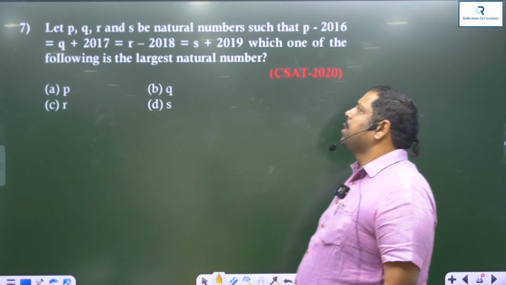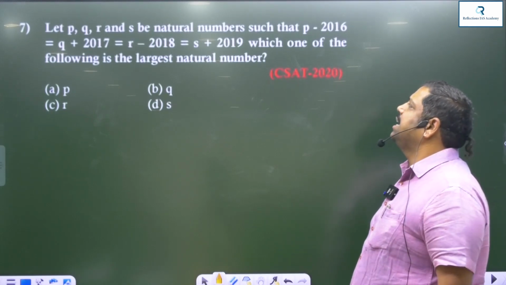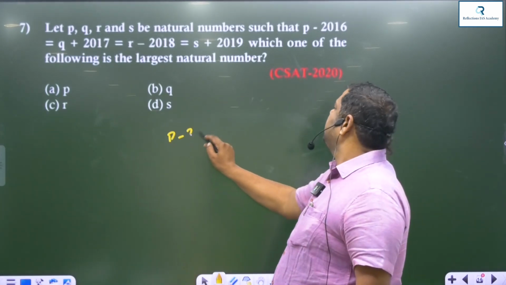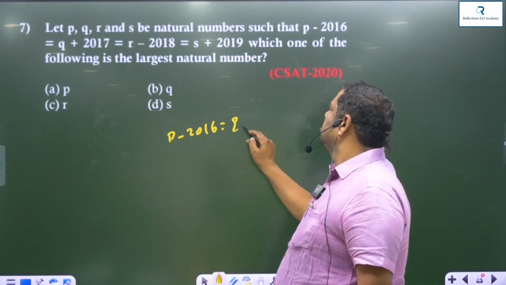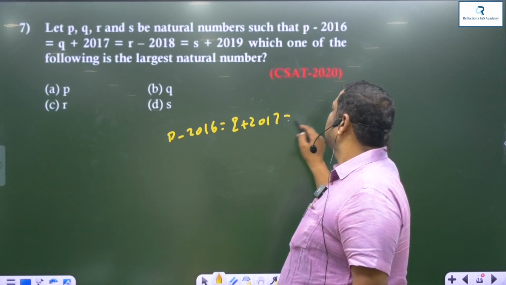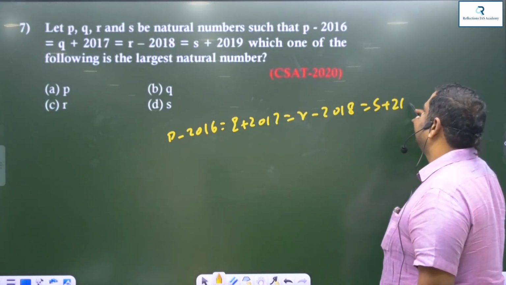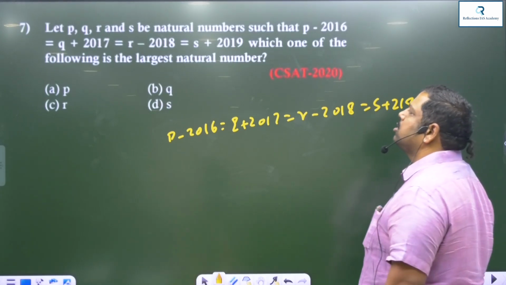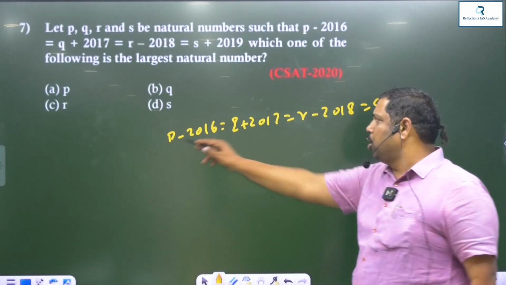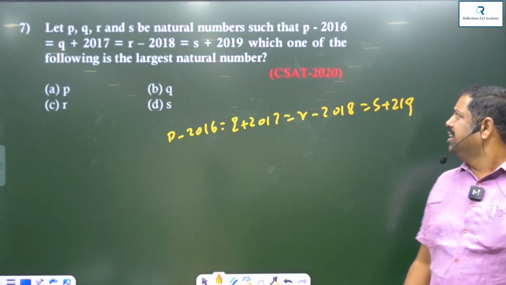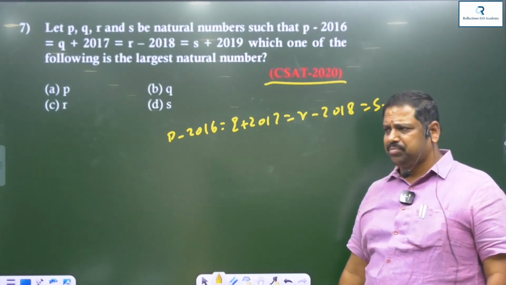Okay. Let P, Q, R and S be natural numbers such that P minus 2016 is equal to Q plus 2017 is equal to R minus 2018 is equal to S plus 2019. Which one of the following is the largest natural number? Means among P, Q, R and S, he is asking which is the greatest. Yeah, it's a CSAT 2020 question.